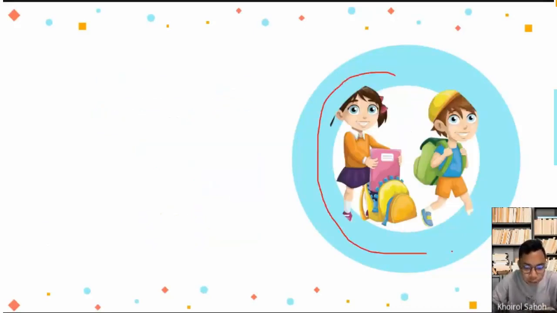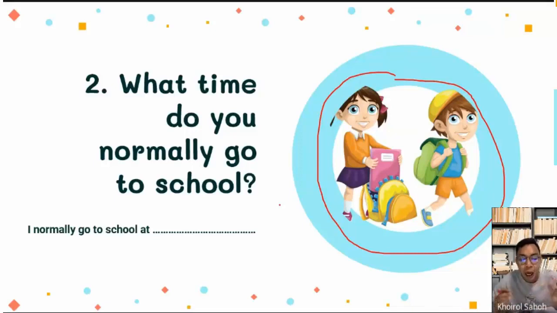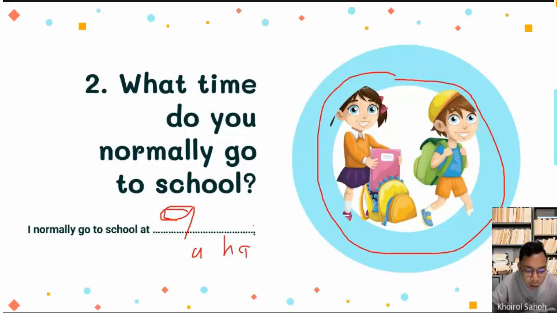Number 2. This one. Okay. What time do you normally go to school? This is the way how to answer. For example, I normally go to school at 9 o'clock. At 9. What about you? Tell me your number and answer the question. 6. I normally go to school at half past 6 in the morning, right? 6. Very good.